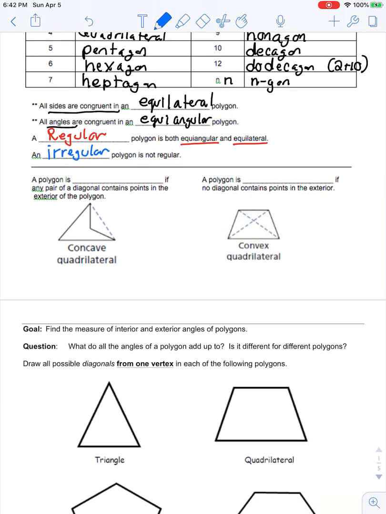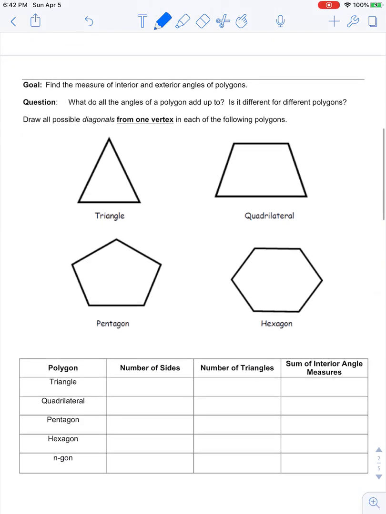Polygons can come in 2 forms. A polygon that has a diagonal, any diagonal that contains points outside of the figure is called a concave polygon. And a polygon where the diagonals don't contain any points outside the figure is called a convex polygon. Most of the rules that we're going to be looking at in this unit will refer to these convex polygons.